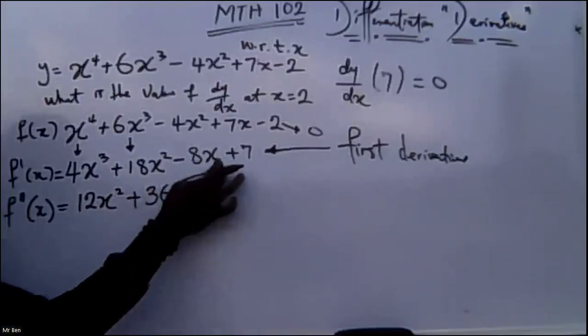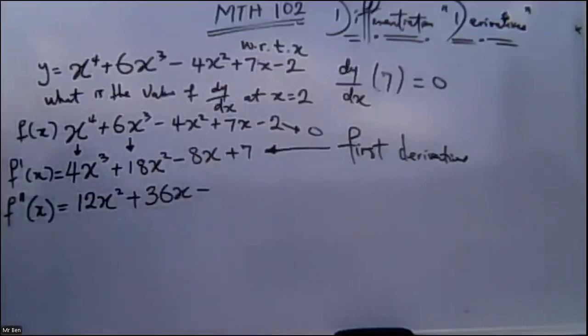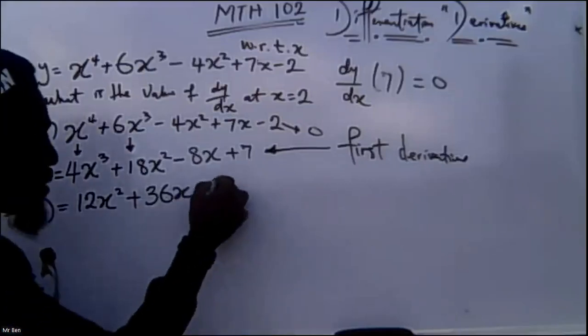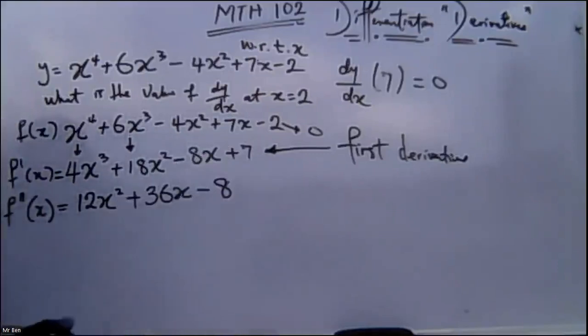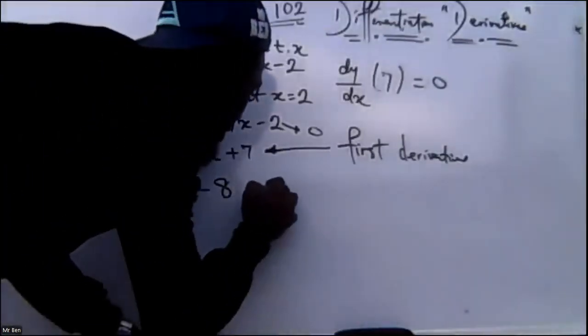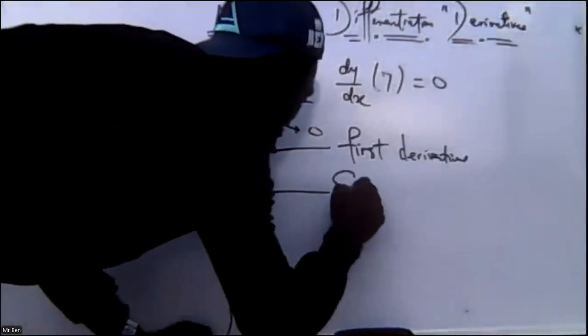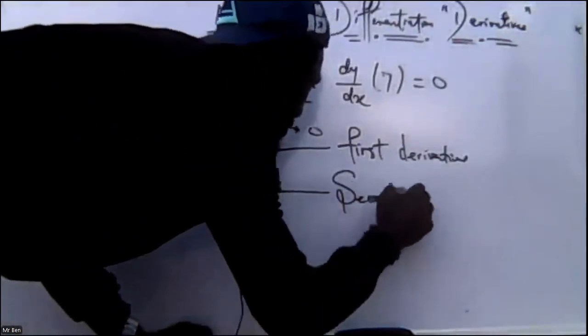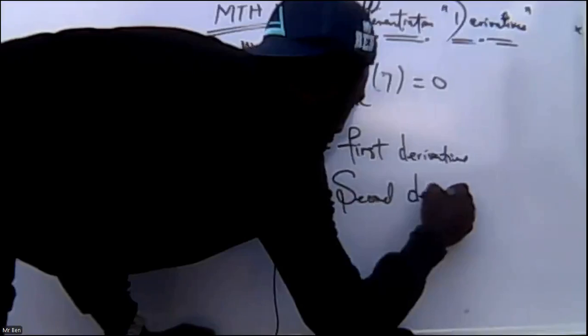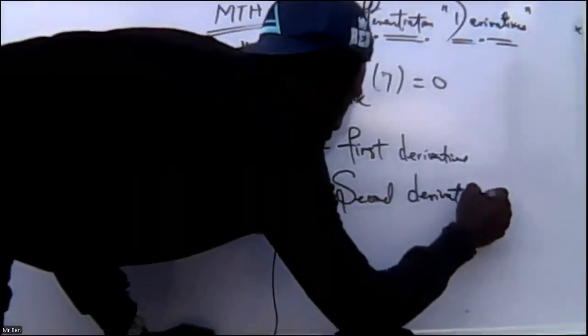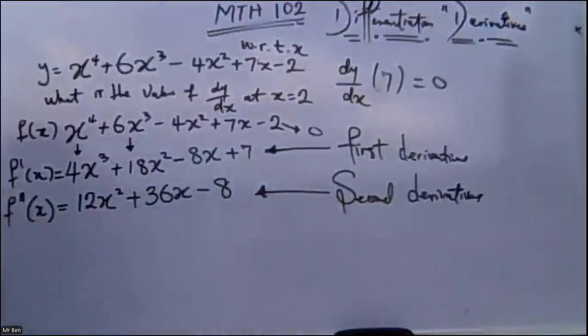Now, the derivative of minus 8x is what? Minus 8. Now, this plus 7 is what? 0. Derivative of any constant is 0. So we have gotten the second derivative of that function.